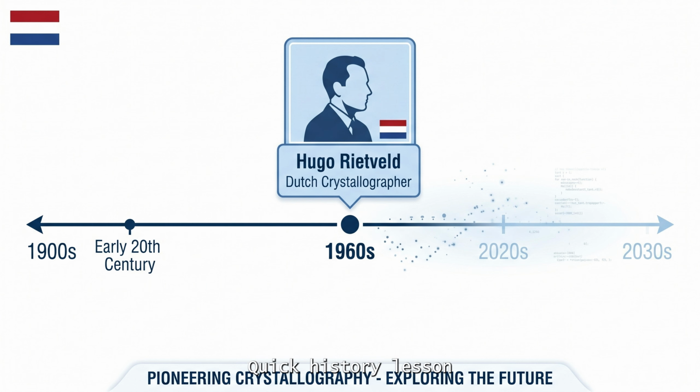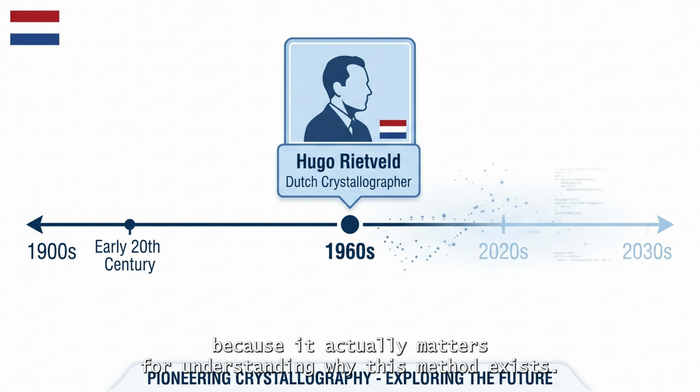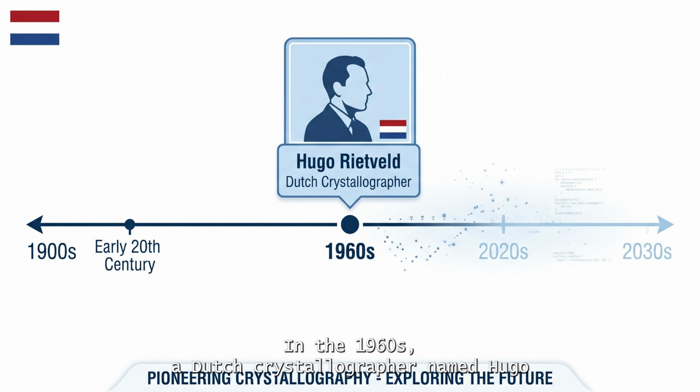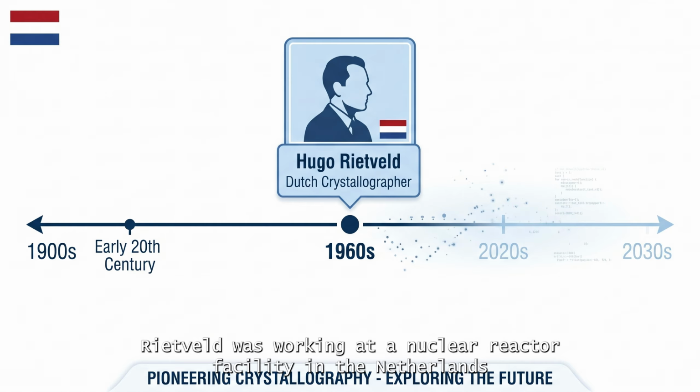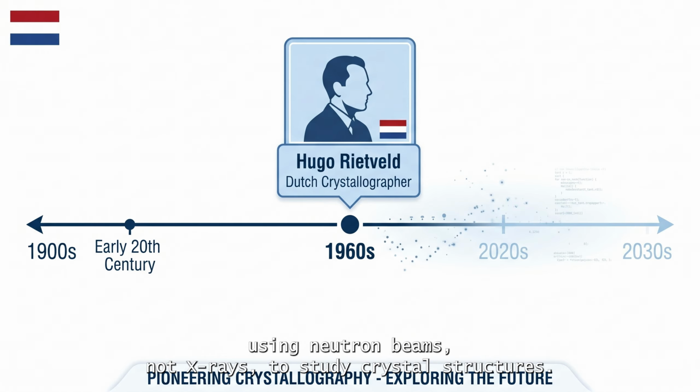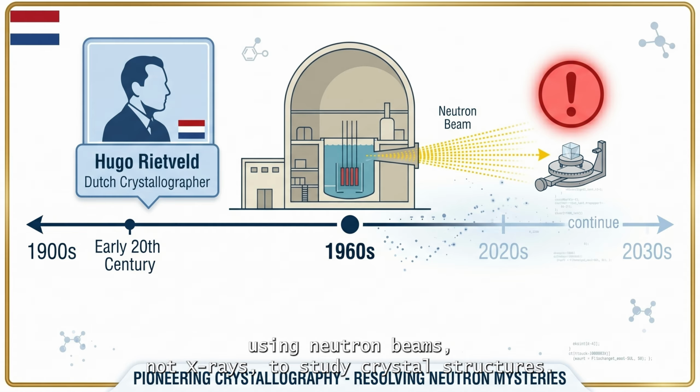Quick history lesson, because it actually matters for understanding why this method exists. In the 1960s, a Dutch crystallographer named Hugo Rietveld was working at a nuclear reactor facility in the Netherlands, using neutron beams, not X-rays, to study crystal structures. And he ran into a frustrating problem.